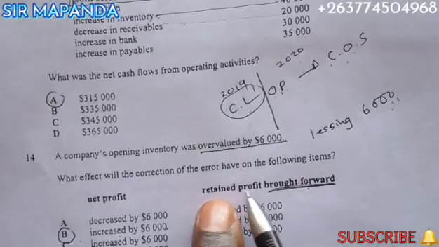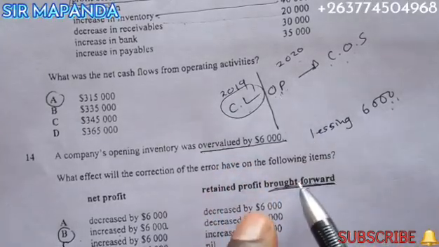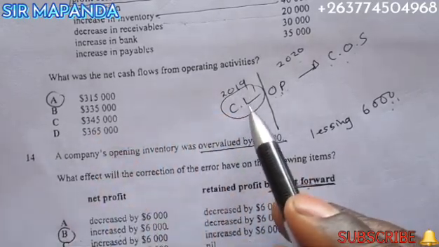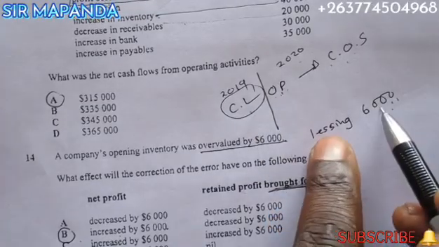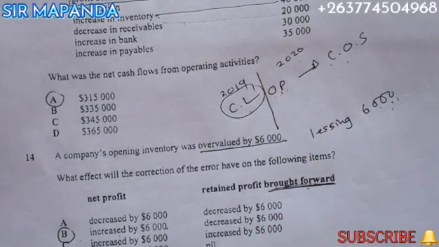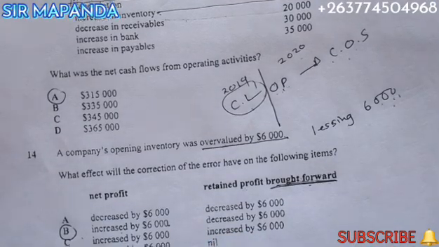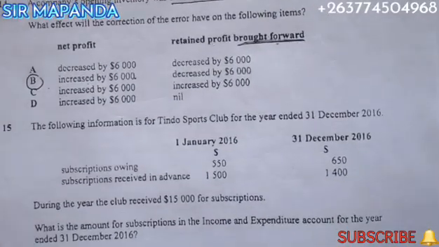But when we talk of retained profit, it means this opening stock was also known as closing stock in 2019, which is the opposite effect. So less in closing stock is less in profit. So our answer is B. I hope you are following class. We move on to question number 15.